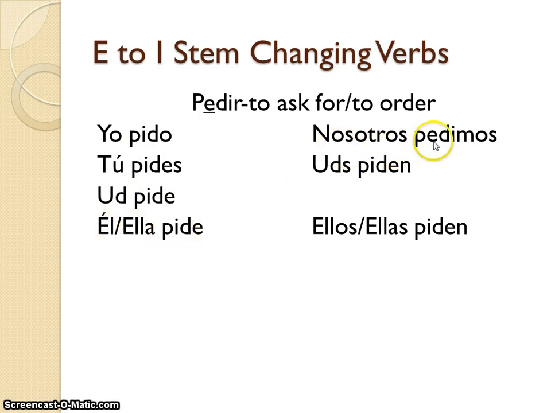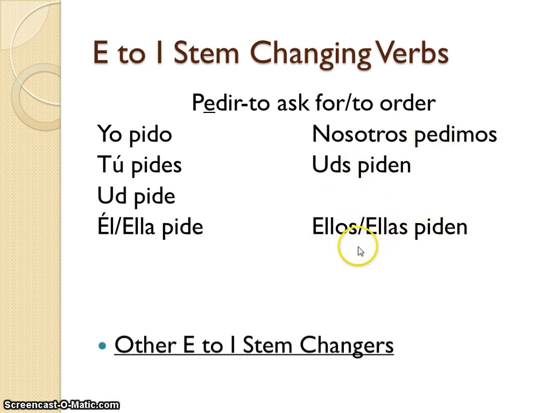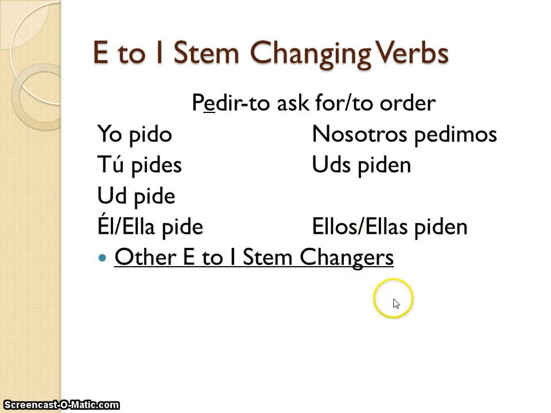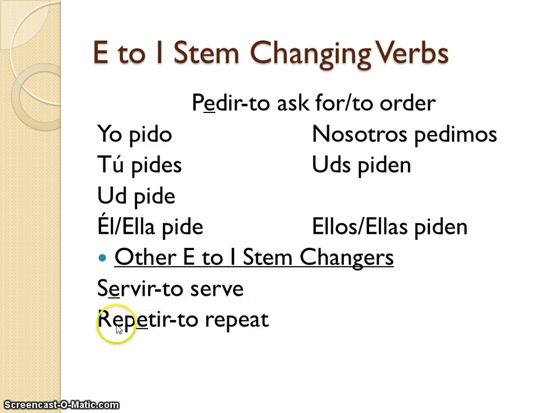Nosotros pedimos. Remember, we don't stem change right here. Okay, we leave it an E. Ustedes piden, and then ellos and ellas piden. Alright, so a few other E to I stem changing verbs. Servir, changes that E to an I. It means to serve. Repetir, again, there's two E's. It's the second E. Repetir, to repeat.